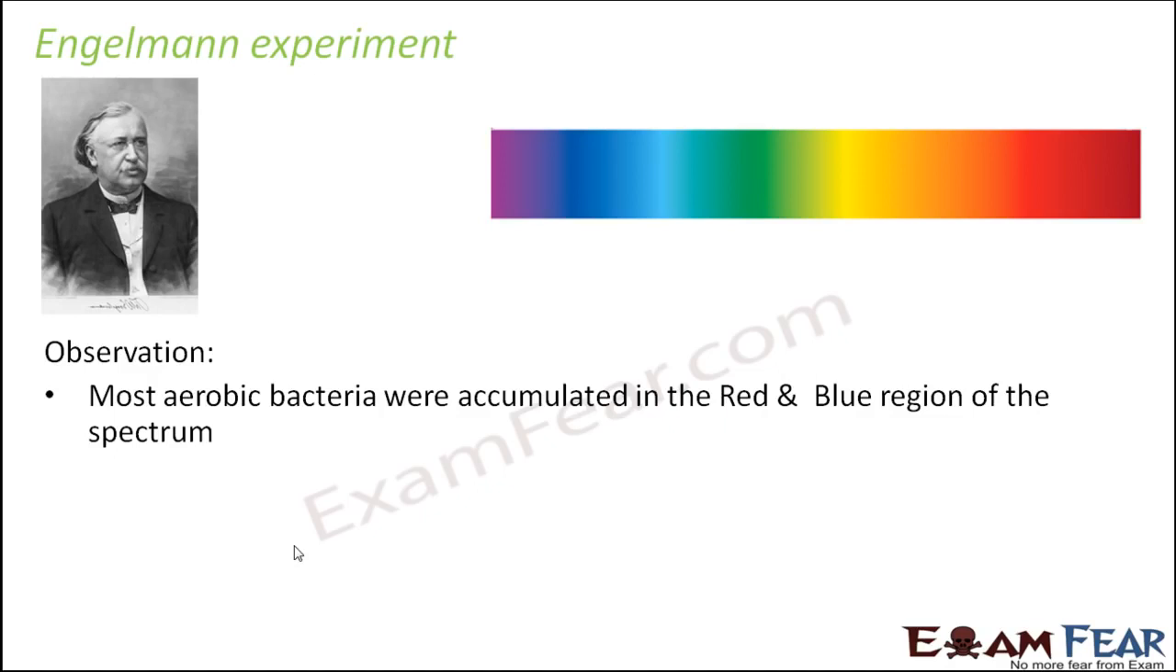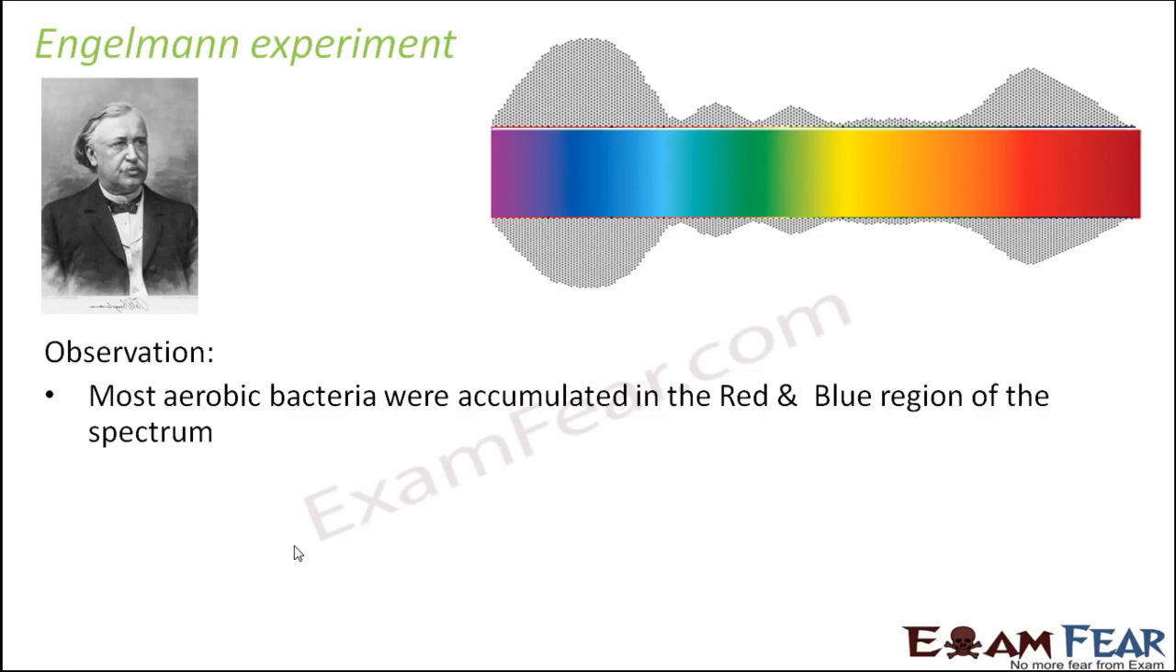So these oxygen-loving photosynthetic bacteria were used, and it was found that most of the bacteria, these dots which you see here, accumulated either in the blue region or the red region. The accumulation of bacteria in the green and the yellow region is quite less. So more bacteria in the blue and red region.